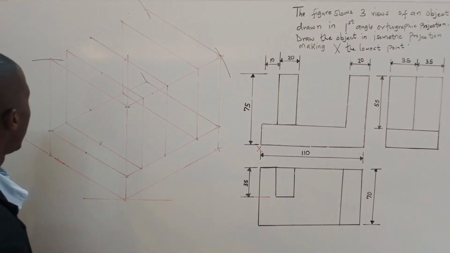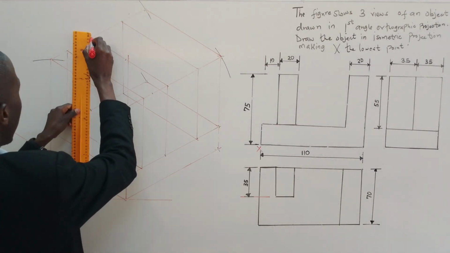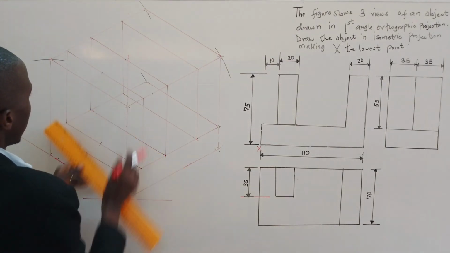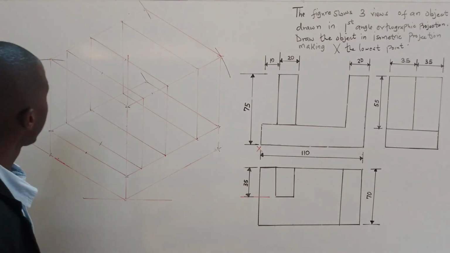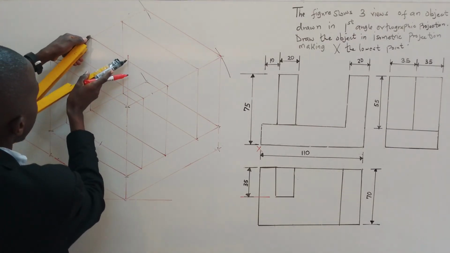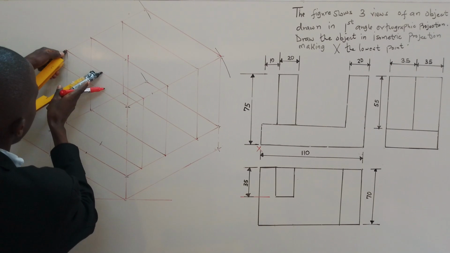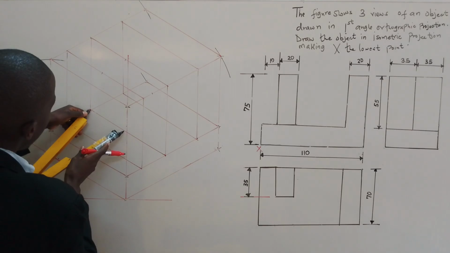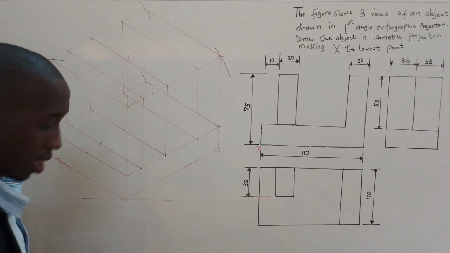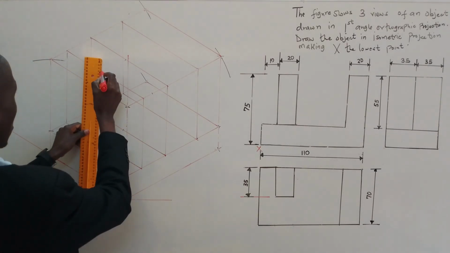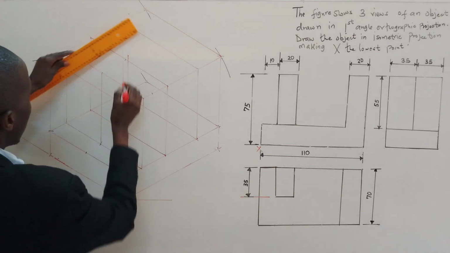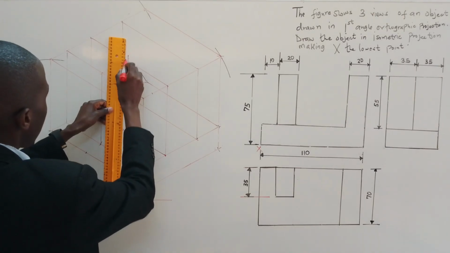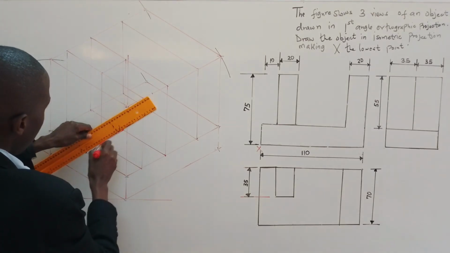So join this down. Then I can mark 35 to cut the surface. So 35 is here and here, so that is okay. So 35 there. So I have my surface now, so I can join this, and then I can join that, then this one, this, then I'll join this.